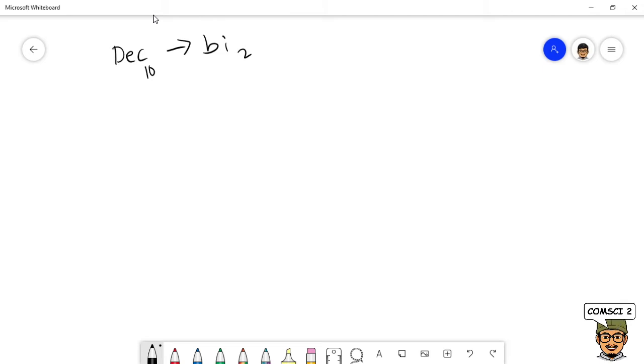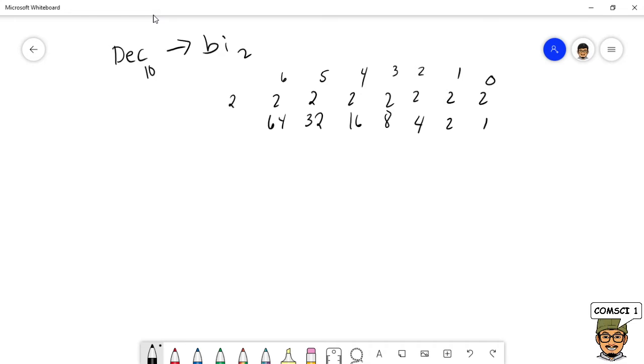For example, 2 to the power of 0 is 1, 2 to the power of 1 is 2, 2 to the power of 2 is 4, 2 to the power of 3 is 8, 2 to the power of 4 is 16, 2 to the power of 5 is 32, 2 to the power of 6 is 64, 2 to the power of 7 is 128, and so on.